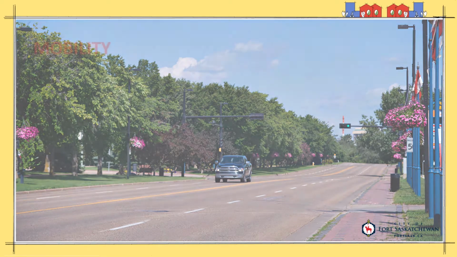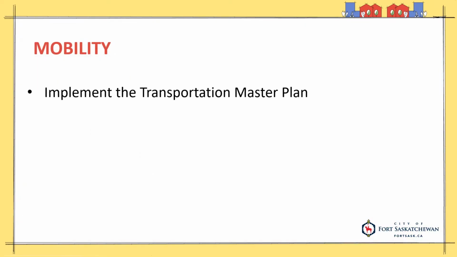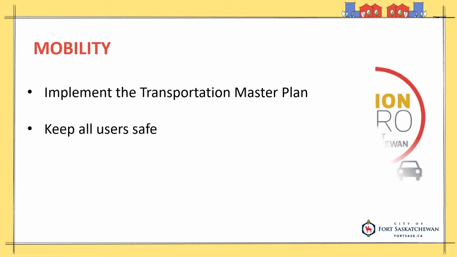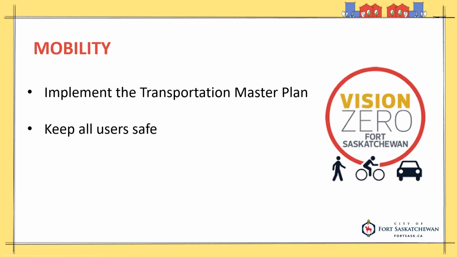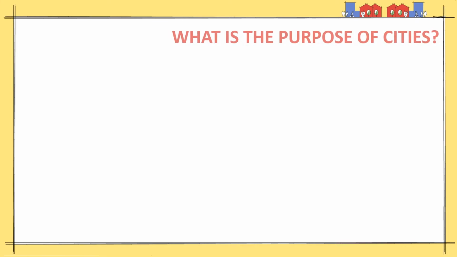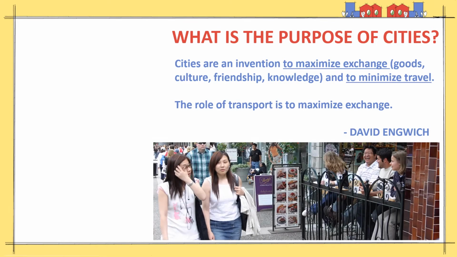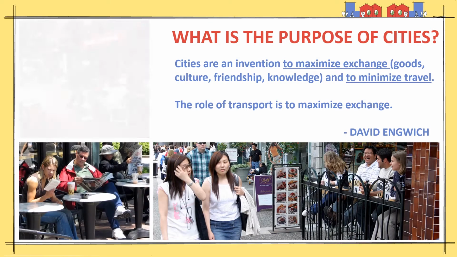The mobility section will support the implementation of the Transportation Master Plan, approved in 2018, prioritize safety for all users and fulfill our commitment to traffic safety as a Vision Zero community, as well as keep our network efficient and convenient. At a base level, the function of cities is to maximize exchange. They allow us to meet our needs while minimizing travel. They place everything we need nearby.